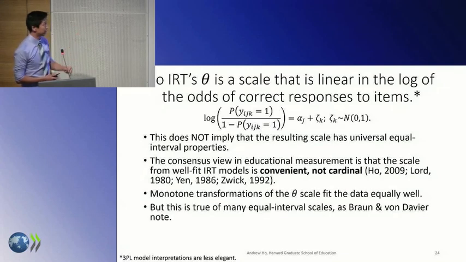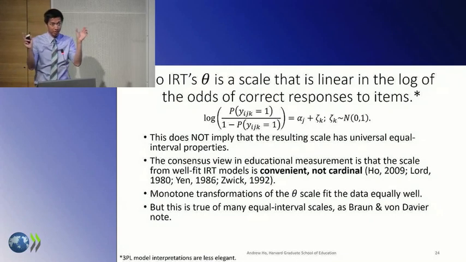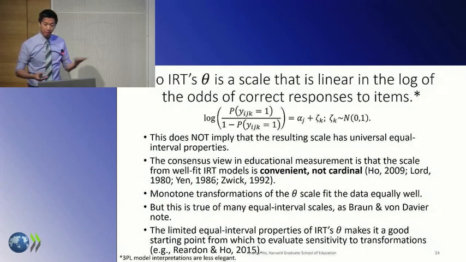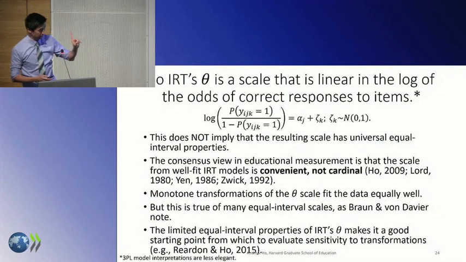It's true of many equal interval scales, and Henry and Matthias in their paper make the argument for temperature and dollars and all sorts of other scales in which our interpretations of distances may be different at different intervals. So the limited equal interval properties of IRT's theta make it a good starting point from which to evaluate sensitivity to transformations, and people may quibble with the degree of flexibility in the transformations that we apply. Sean and I have done some work in this, and you'll see Tim and Kevin's work applies typically more extreme transformations. Okay, that's a lot.